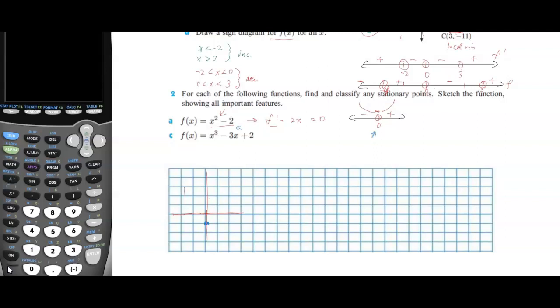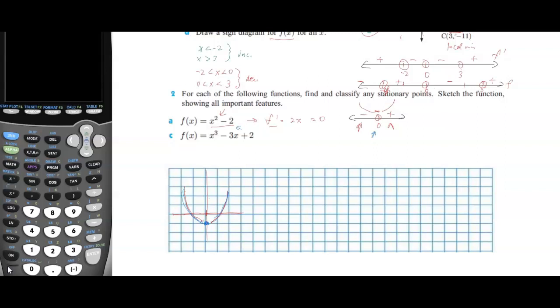And other than that, we know that it goes down here and it goes up here. Okay, so there is our function. Why don't we draw the function in blue? Okay, so that's A. What about C?